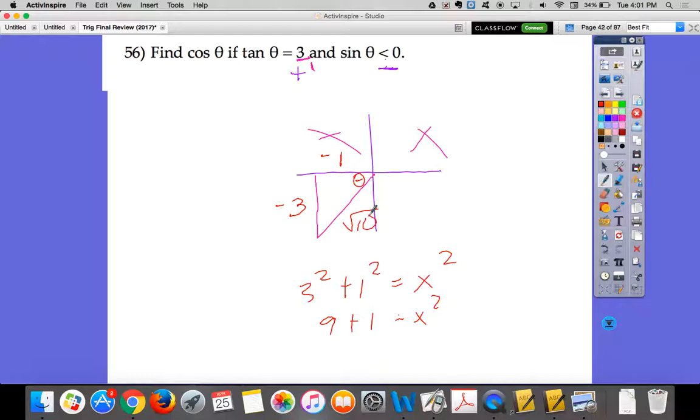All right, if you want cosine of that, cosine, okay, I got to line this one up. Cosine is going to be adjacent over hypotenuse. You do need to fix that. So we need the negative, but we need square root of 10 over 10. There we go.